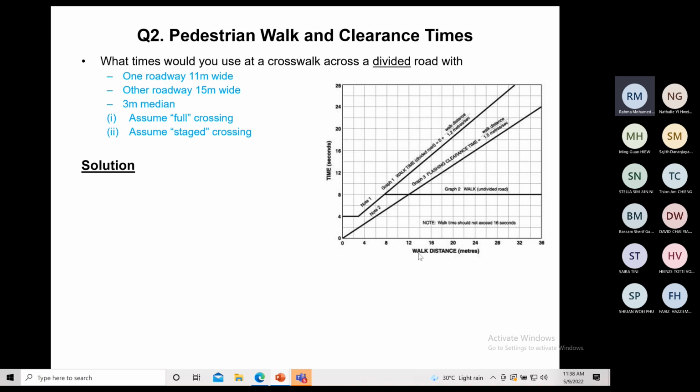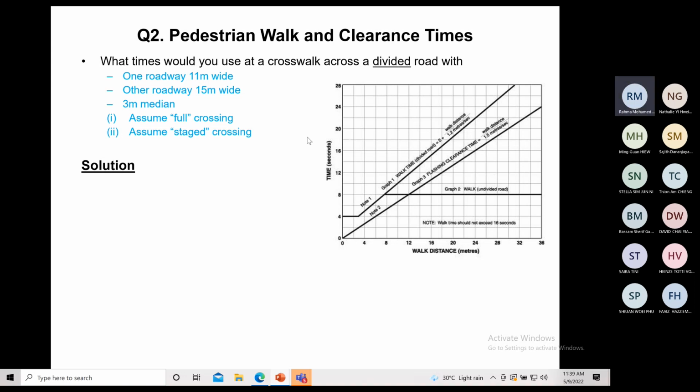Because it's divided, we'll first calculate the walk time. So we said it's around 29. Around 29 here, you have to read the walk time. Then after reading the walk time, you have to read the flashing clearance time. Again, around 29, you read the flashing clearance time, or you can just use the formulas.